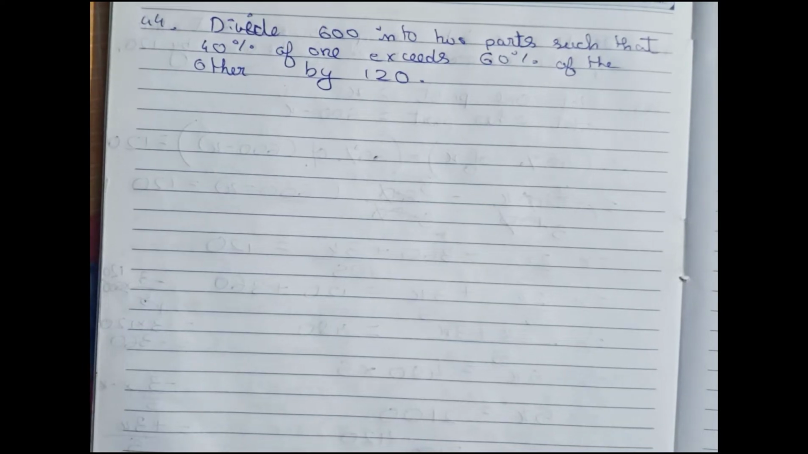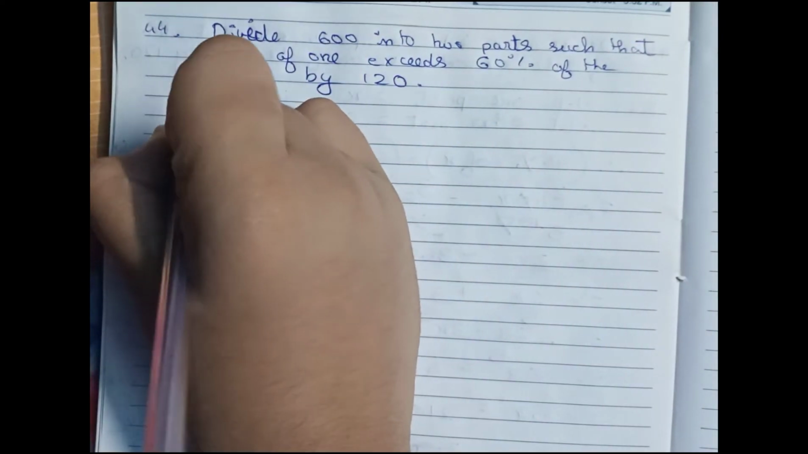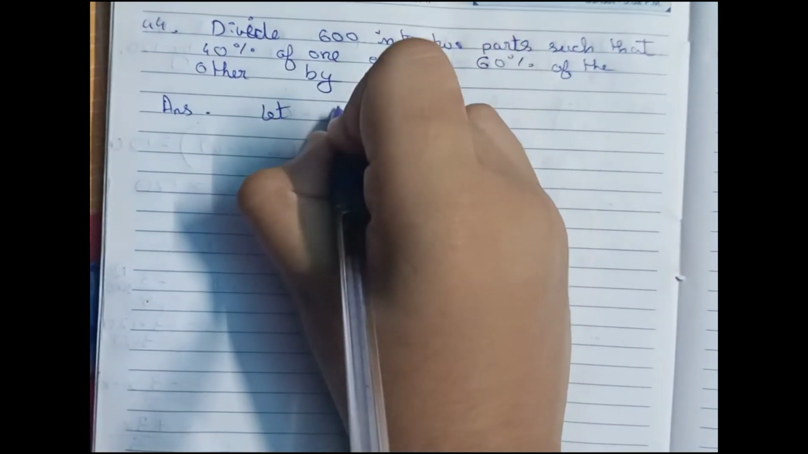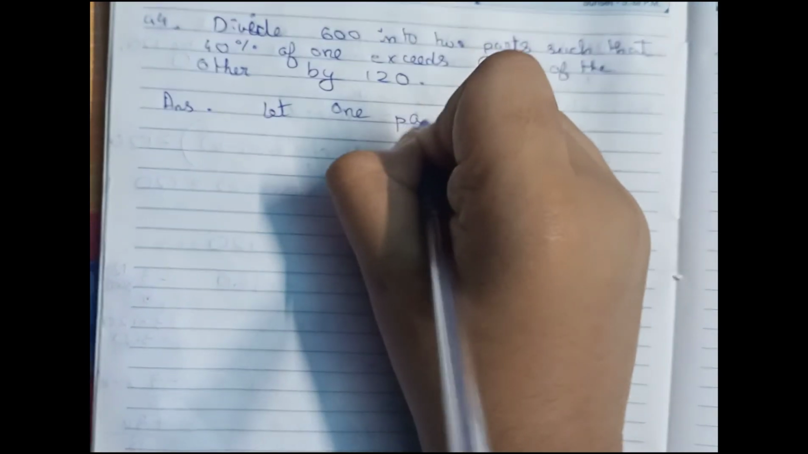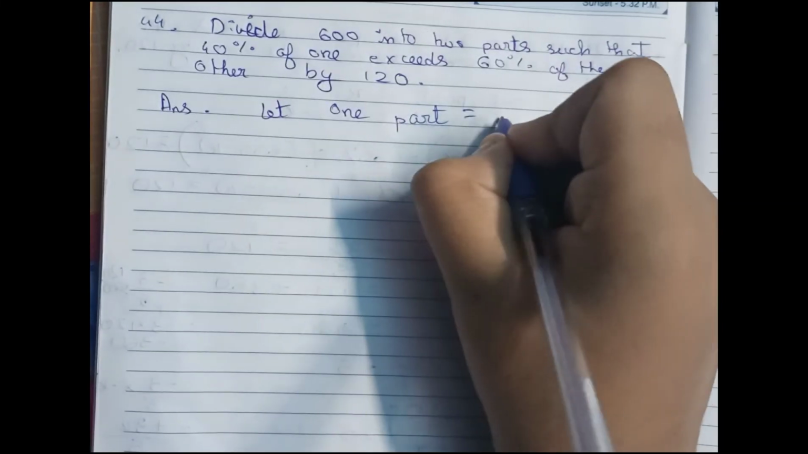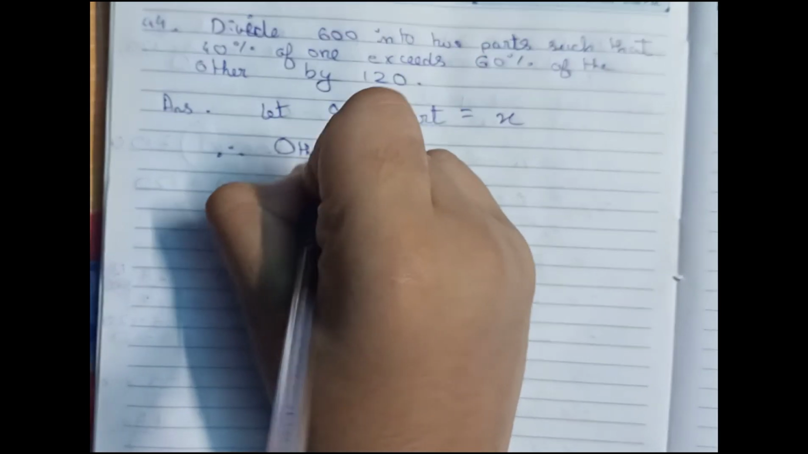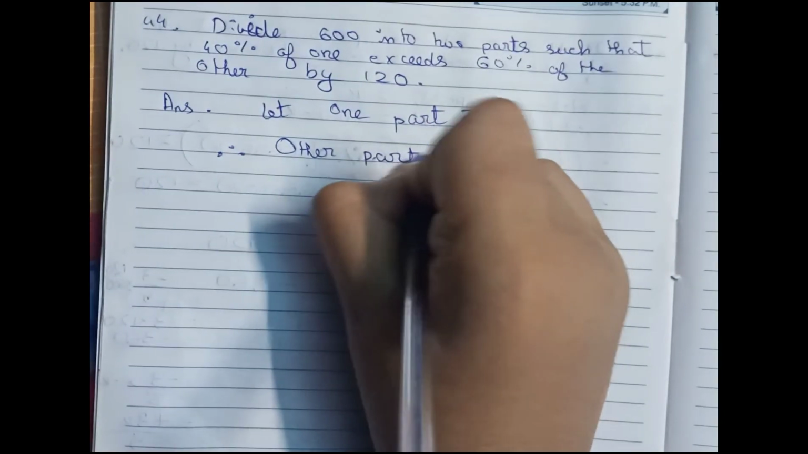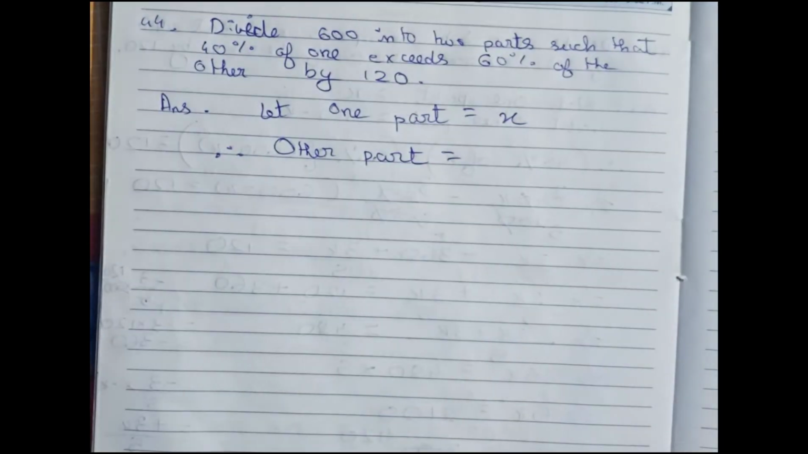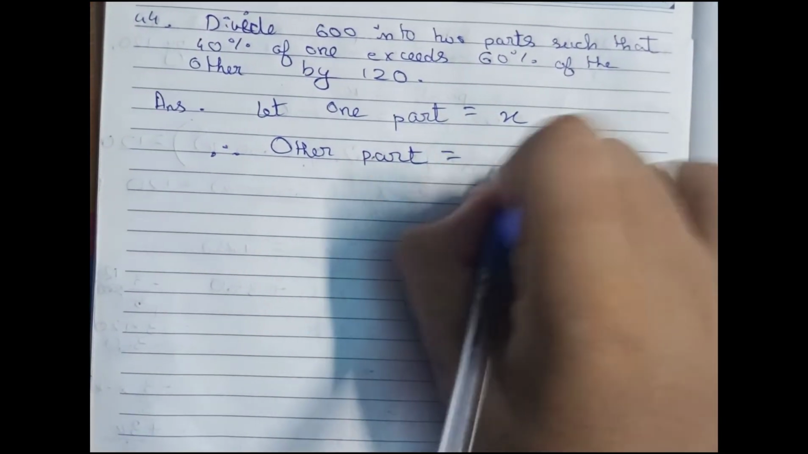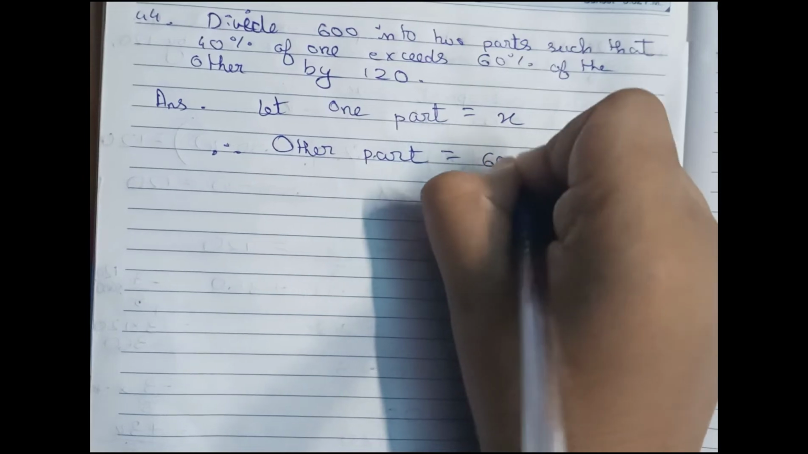So now I solve this. So first we write our answer. Now I write let one part, so this is the first part, so let it be x. So therefore other part. So if 600 is divided into two numbers and one part is x, the other part will definitely become 600 minus x.